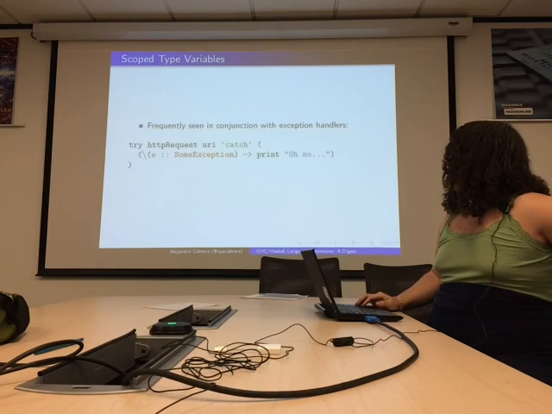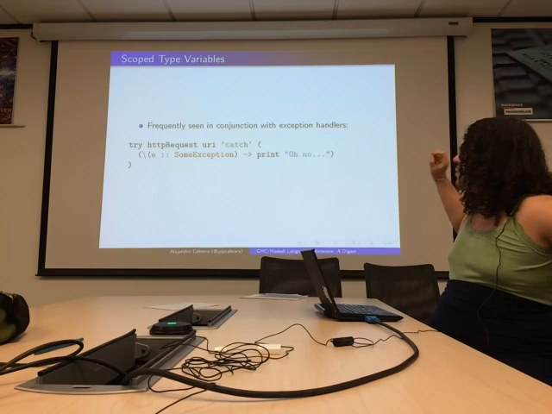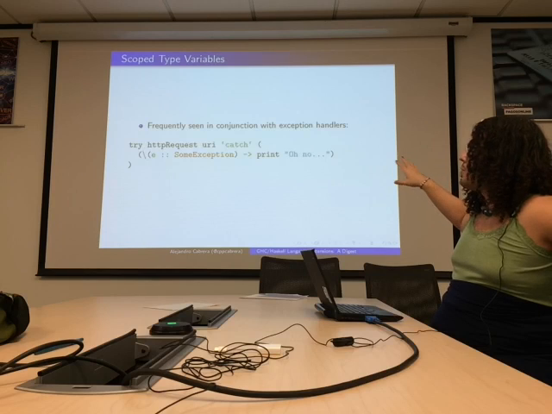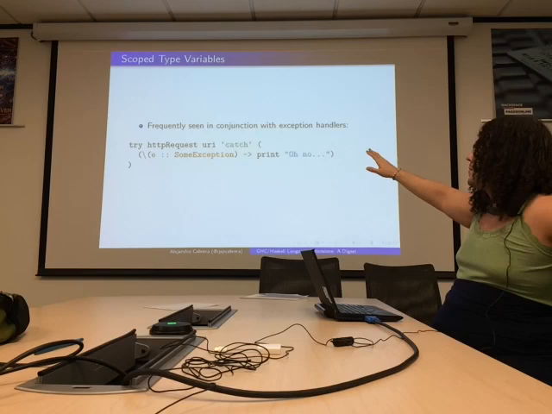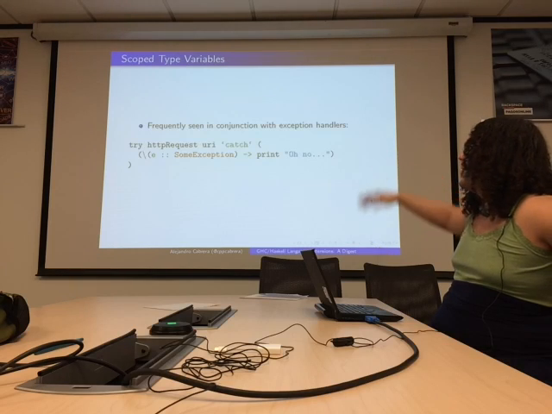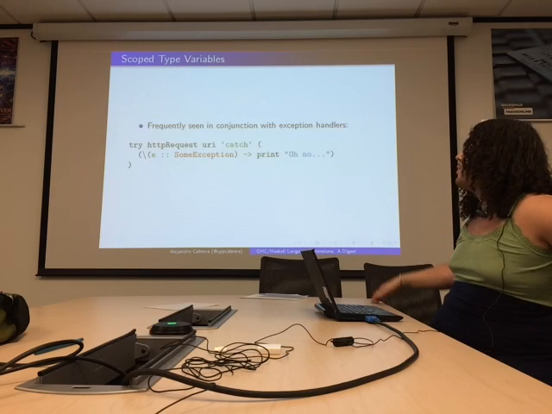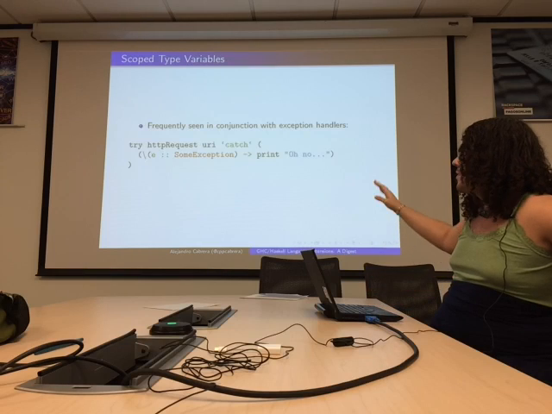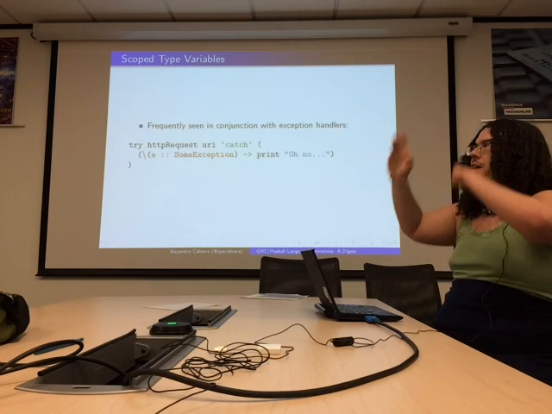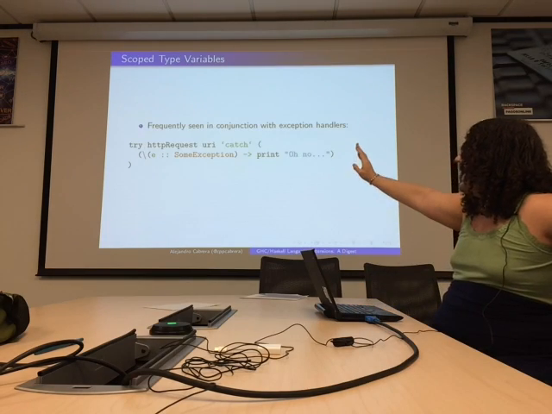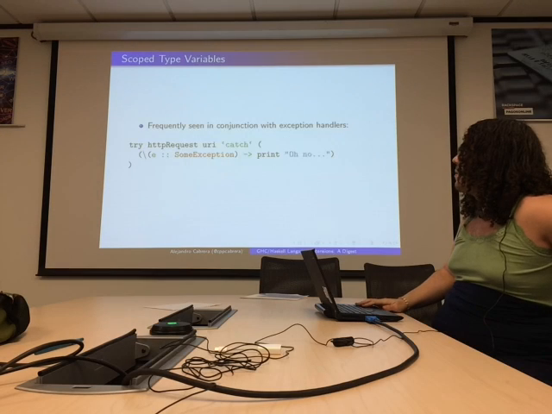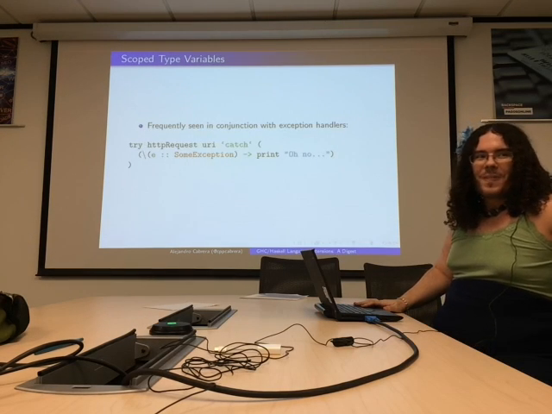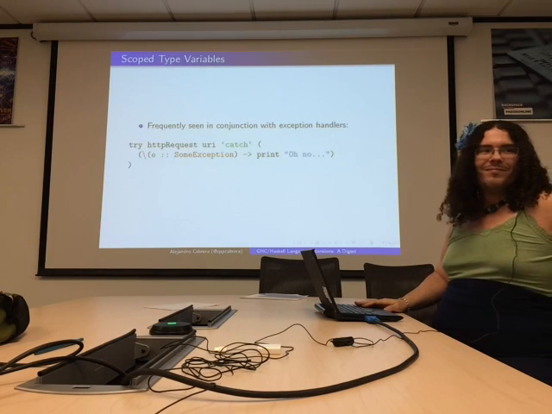Yeah. So, scoped type variables, one really frequent use that I had when I was doing web space stuff, still am doing web space stuff really, is just when doing exception handling, like try some HTTP request on this URI, catch some exception, which is at the very top of the exception hierarchy, so all exceptions. And this is our exception handler for E. And all it does is just print oh no, which is the greatest logging solution I've come up with to date.